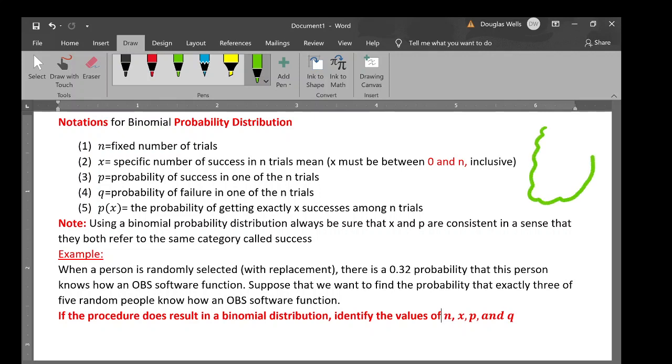Let's say these are n trials. These are n trials I'm drawing here. Hope this will help you. So these green ones are n trials, right? When you want to find X, the specific number of successes in n trials, that means X must be between 0 and n. So if you want to choose your X, you can say this is my X from here to here.